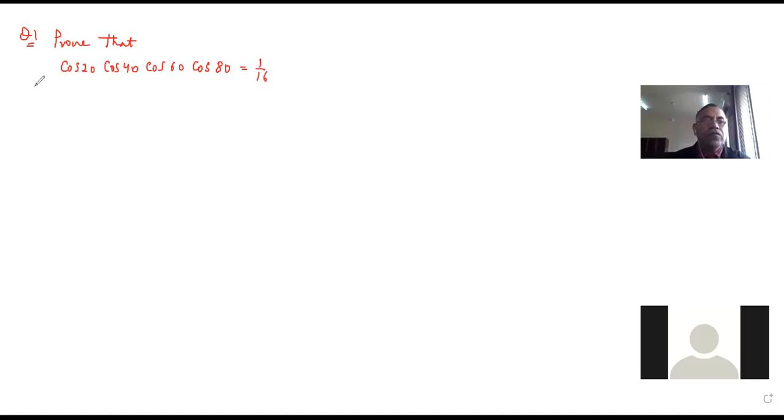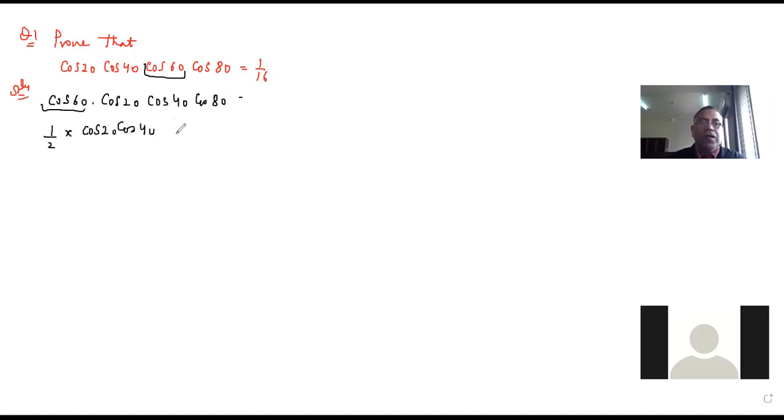Now see, when you have to solve this type of question, first, whatever values are known, take them to one side. So this value is known, cos 60, is to cos 20, cos 40, cos 80. So substitute the value of cos 60. This is 1 by 2 is to cos 20, cos 40, cos 80.